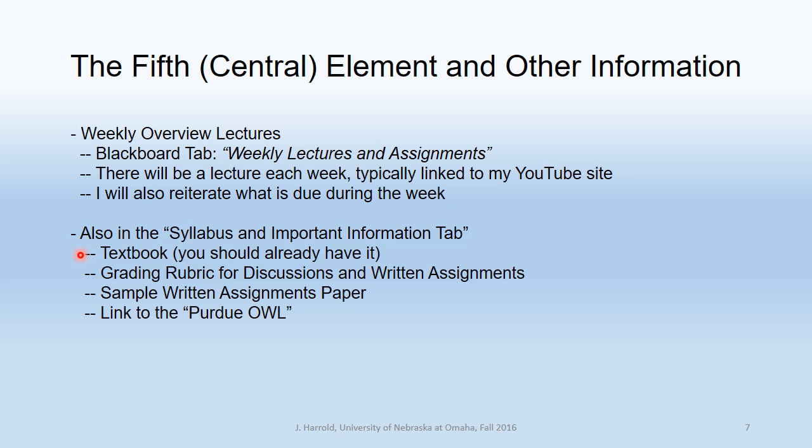And then a little more information, which is also in the syllabus and important information tab. There's a link to the textbook, which you should be getting real soon if you don't already have it. There's a grading rubric, which I'm going to go over in a minute. There's a sample written assignments paper, and there's a link to a really useful tool called the Purdue OWL, which is from Purdue University. If you haven't seen it, it provides really excellent help in the area of writing. Not just academic writing, but also professional writing as well. So I'd really strongly encourage you to take a look at that link.